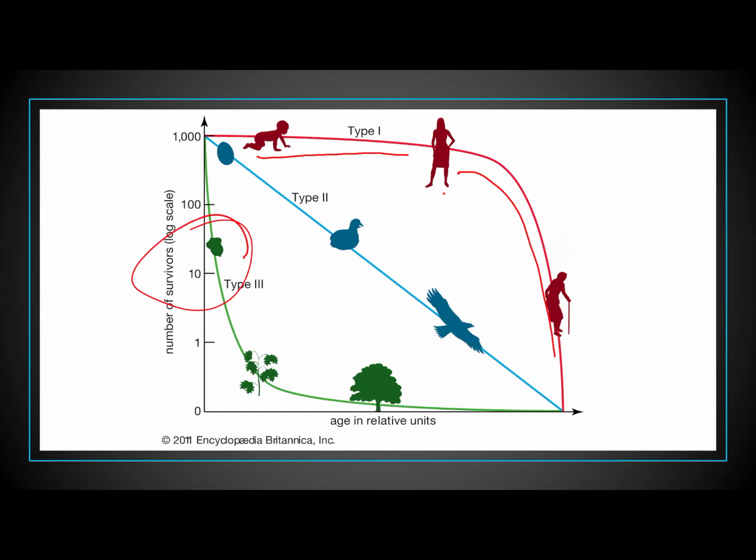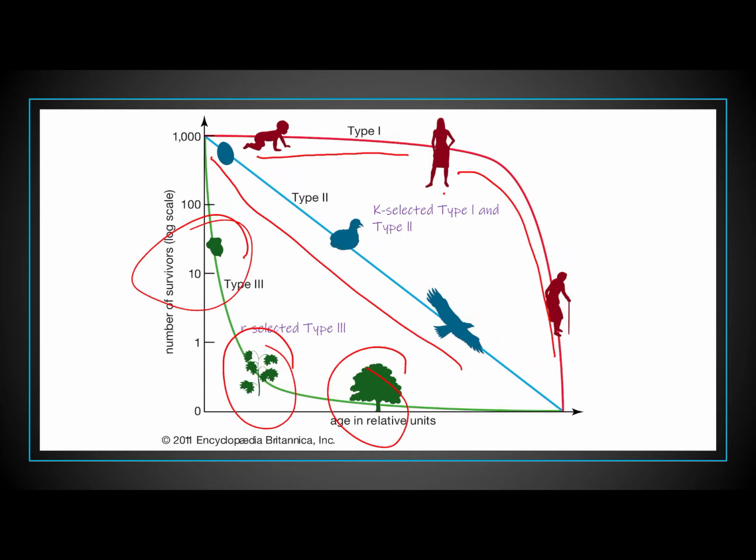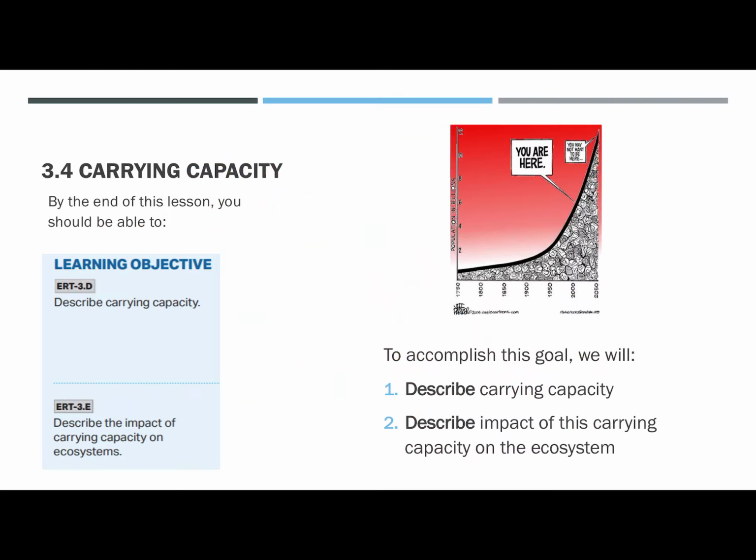In trees, they produce a ton of acorns. Some of them make it to saplings, and very few of them make it to adult trees. Here we show a bird. The bird has an equal chance of dying when it's an egg, when it's an adult and growing, and then when it's a full-fledged adult. So our R-selected, K-selected.